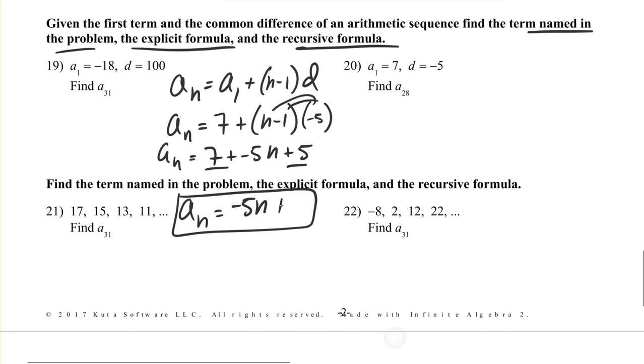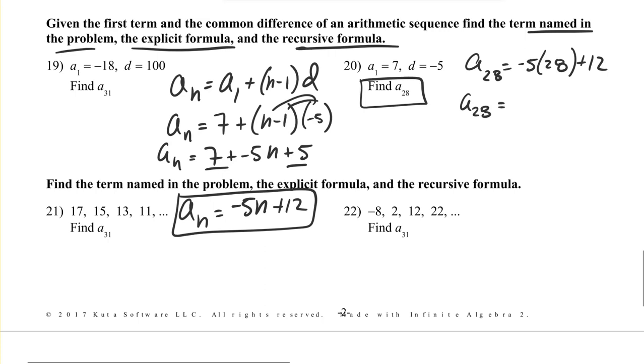That's a 12 here. And so if we wanted to find the 28th term, that would be a sub 28 equals negative 5 times 28 plus 12. So the 28th term, well, negative 5 times 20 would make negative 100, so that makes negative 140 plus 12. So a sub 28 equals negative 128.